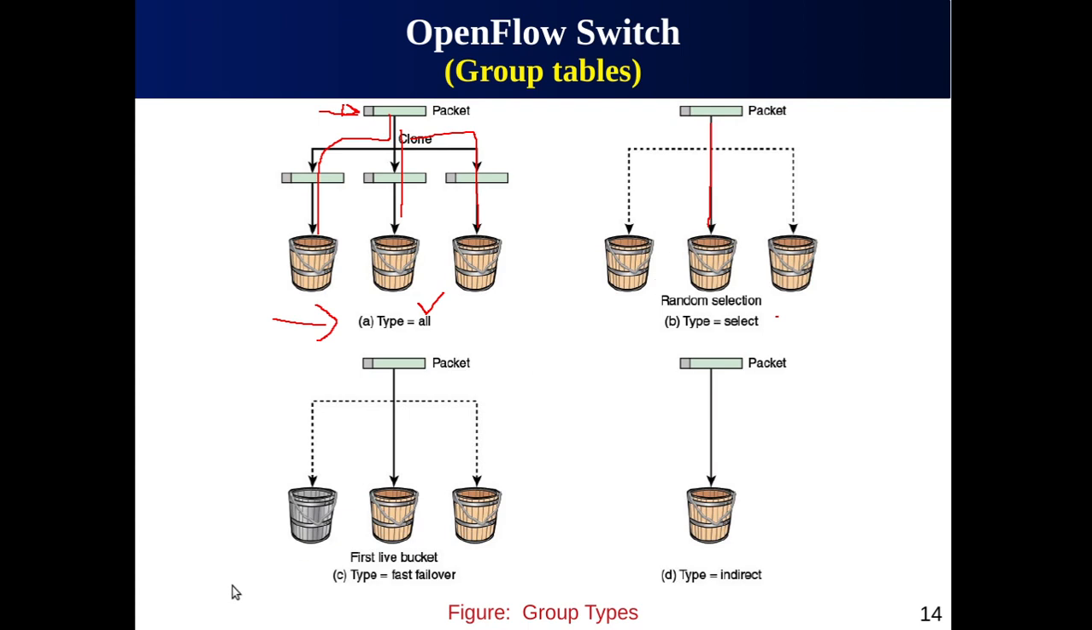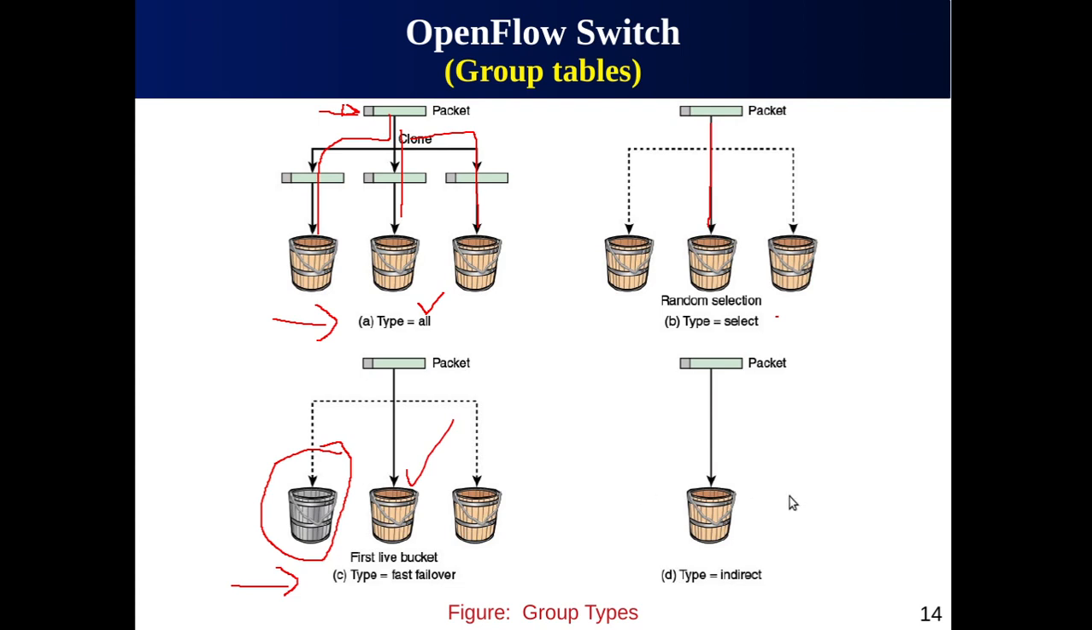The third one is fast failover, and this is simple. Execute the first live bucket. The buckets are evaluated in order, and the first live bucket is selected. Like for example, the port liveness is managed by the SDN in this case. Okay, but that is outside the scope of this lecture. How? For example, this port is not responding, for example. So what is next in the active list? Select it.